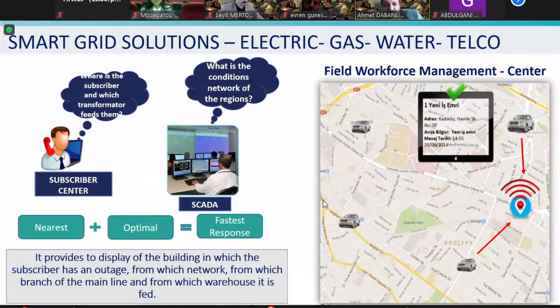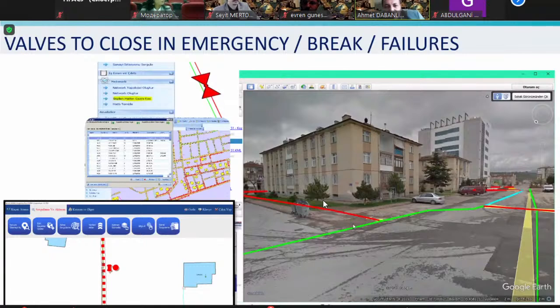In case of failures or a disaster, which valves you need to close, if people are calling, if there is no electricity or no water, you should know the affected area and you should map them and you should send the nearest teams as fast as possible. And you can also get the information on which valves to close to isolate the risk area.